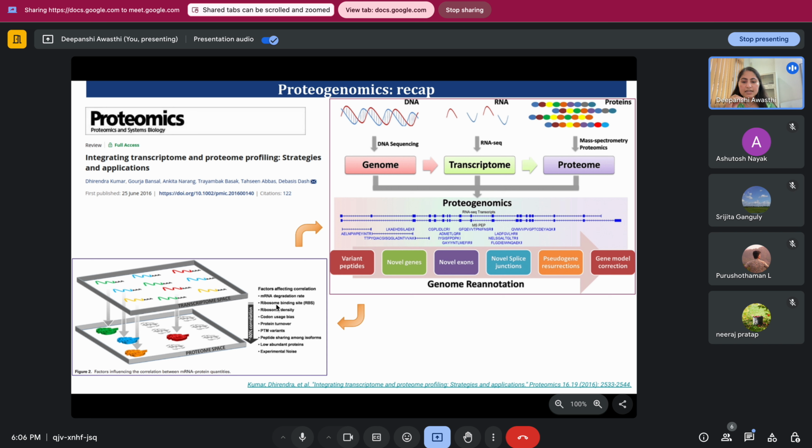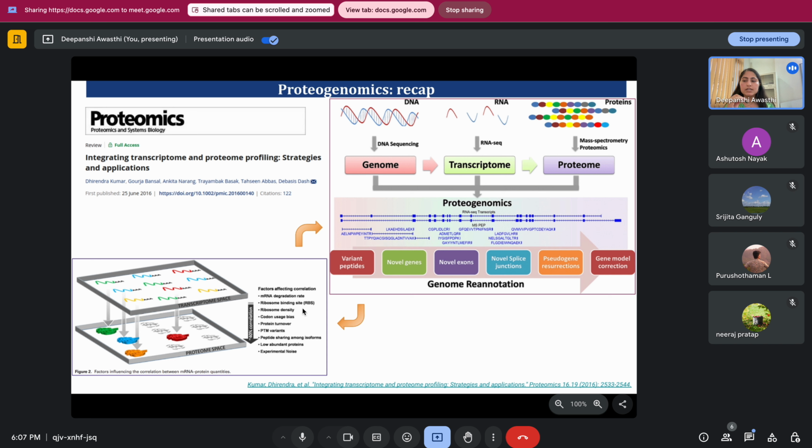The reason behind this is the mRNA degradation rate. In certain cases a gene can encode multiple mRNAs, but some of them might get degraded. That means they do not get converted to protein, hence we do not find that protein in the cell. The second reason could be ribosome binding sites.